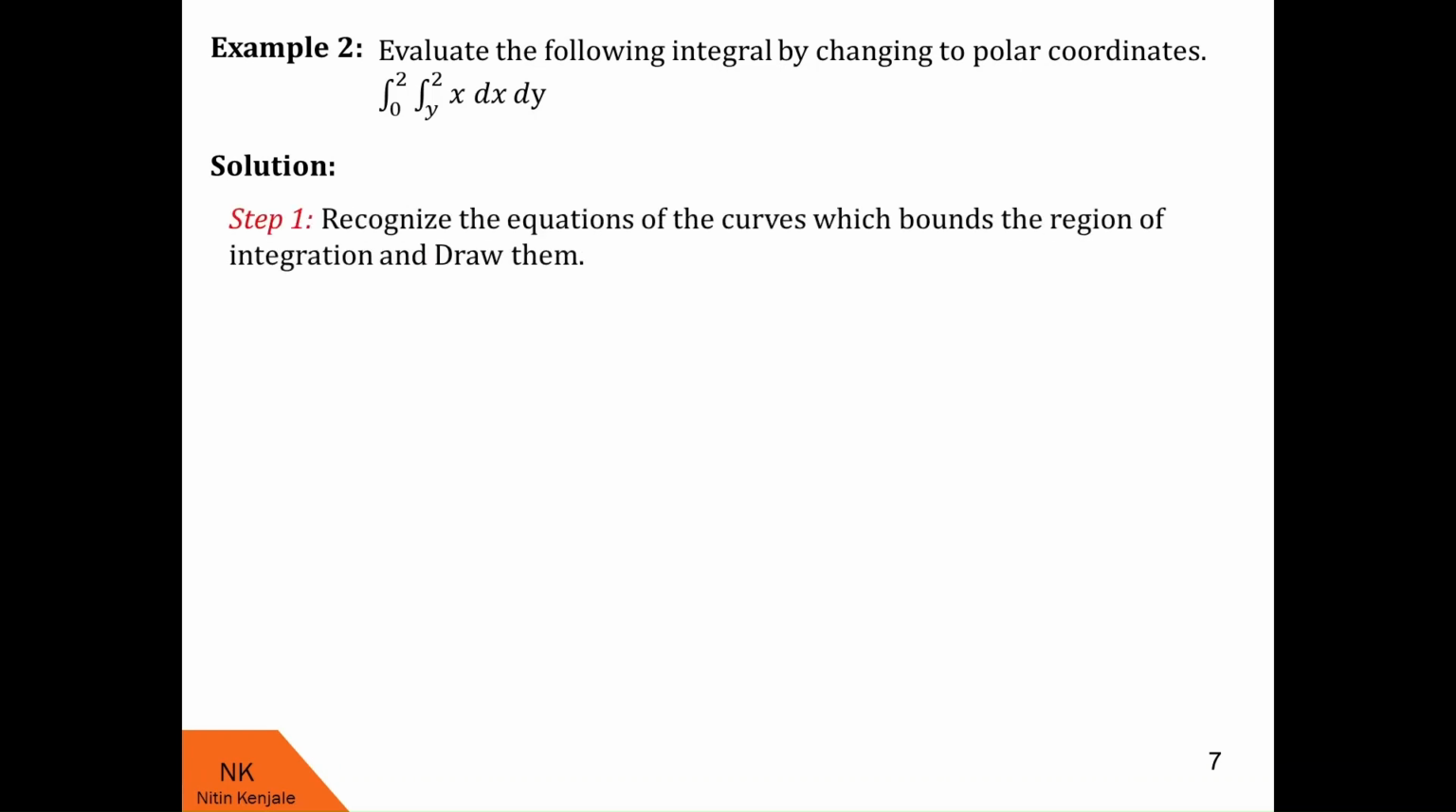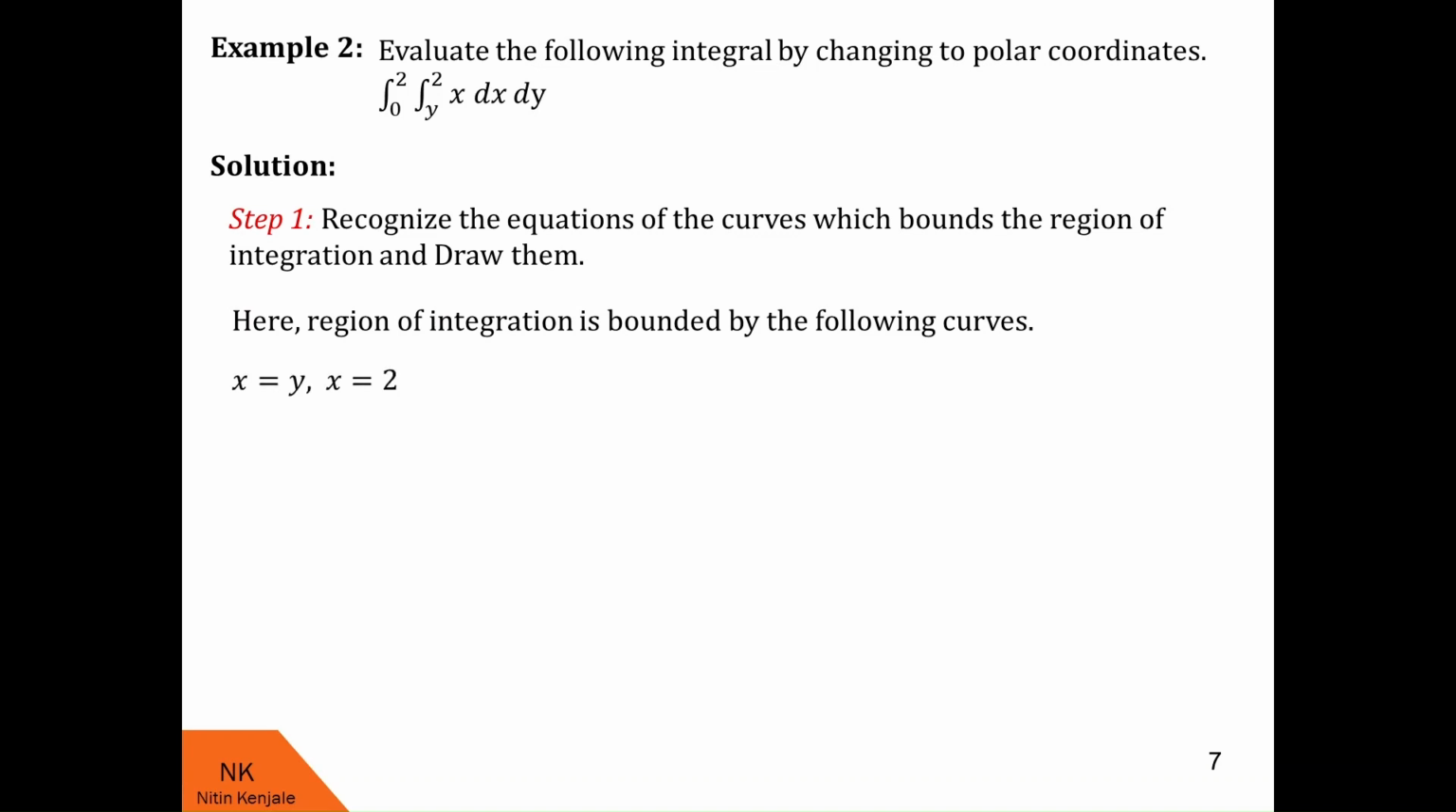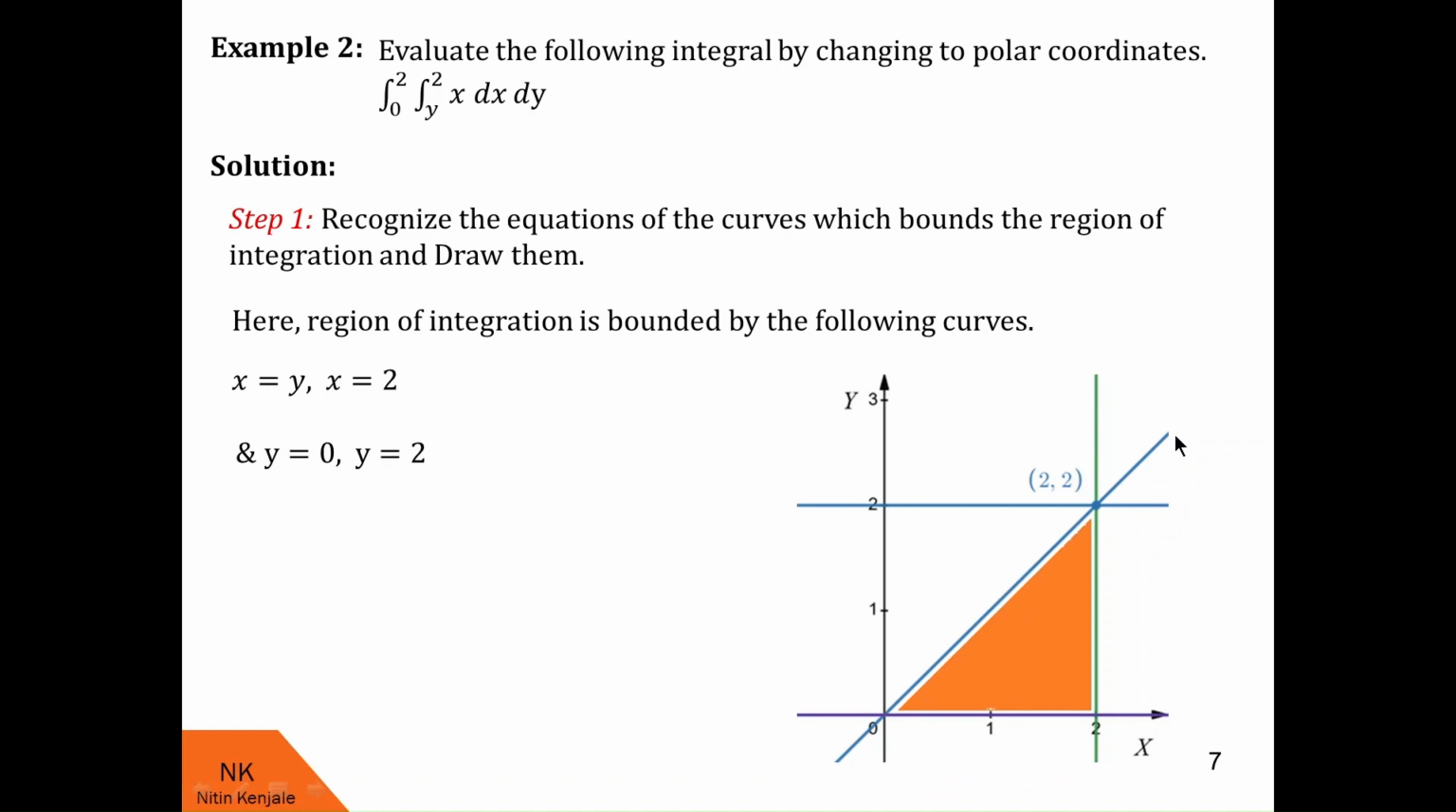In step 1, we recognize the equations of the curves which bound the region of integration, and then we draw them. Here the region of integration is bounded by the curves x is equal to y, x is equal to 2, y is equal to 0 and y is equal to 2. Let's draw them. x is equal to y is a line passing through the origin making an angle of 45 degrees with the positive x-axis. If you do not know these equations, you can simply find the points on these curves, plot them, and finally join those points to draw the curve.